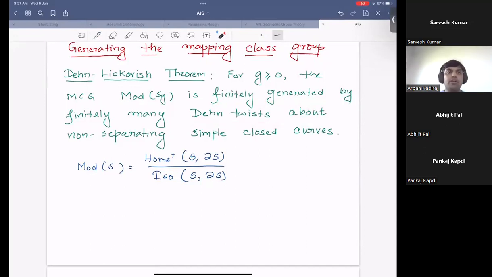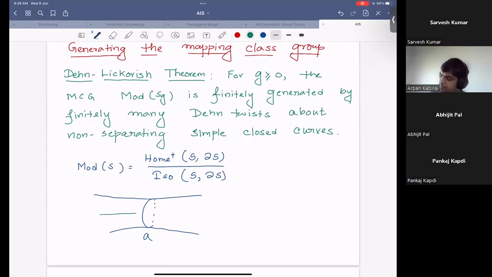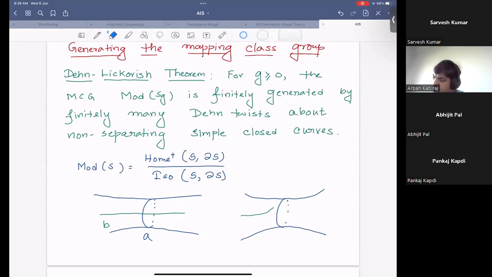Dehn twist you must have seen already. So how does it look? You have a curve alpha. Let's say this is your curve A, and you have another curve B. You apply the twist T_A on B and you either take a left twist or a right twist. We will call the left twist the Dehn twist. So you go like this, come back, and this is T_A of B.